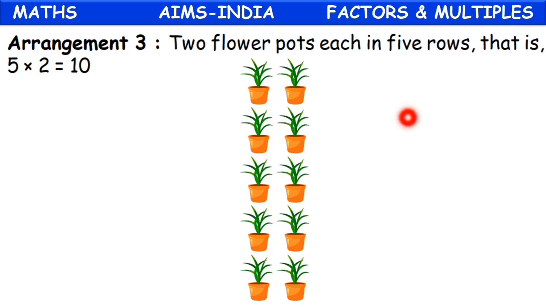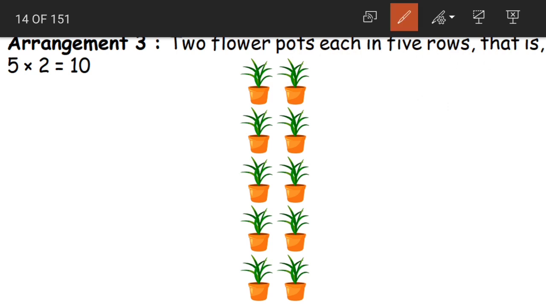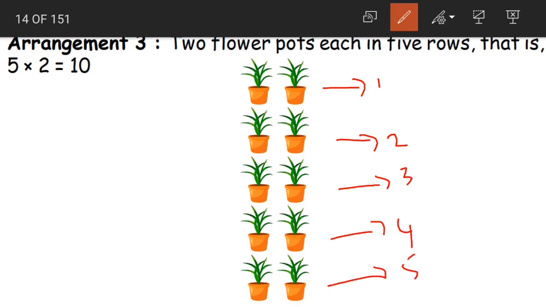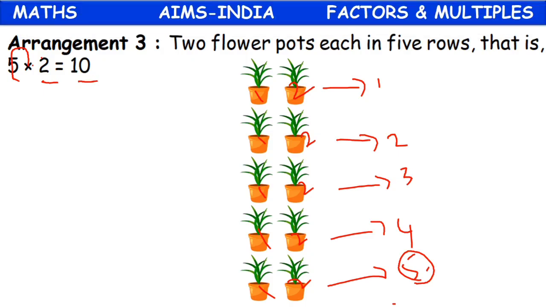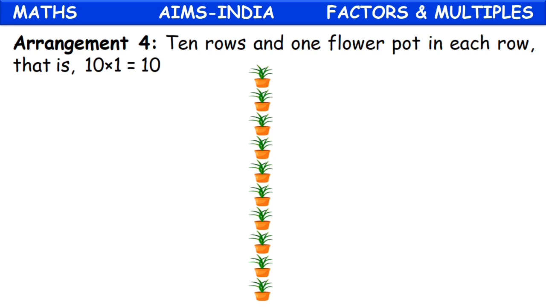Now coming to 2 flower pots each in 5 rows. See how many rows we are having? 1, 2, 3, 4 and 5 rows, and in each row we are having 2 flower pots. Yes or no, children? In each row we are having exactly 2 pots. So what will be the total number of pots? 5 rows into 2 pots in each row, that is in total 10 pots arranged.